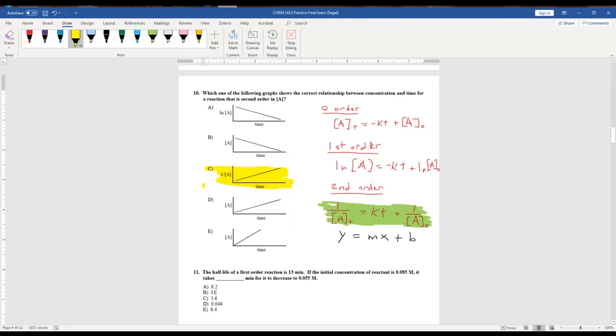So if it was a first order reaction, the only way you'd get a straight line is to graph ln of A versus time. If it was a zero order reaction, the only way you'd get a straight line is to graph A versus time.